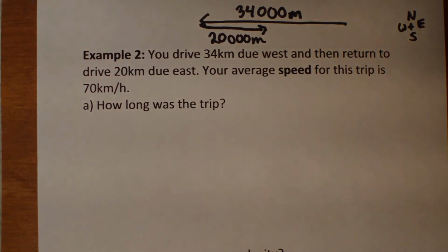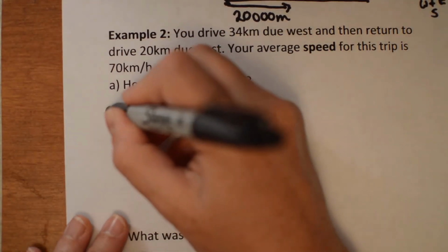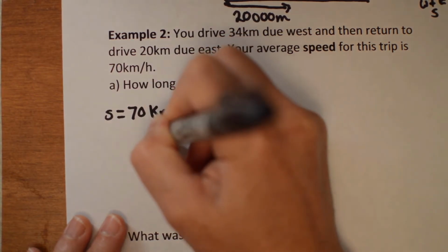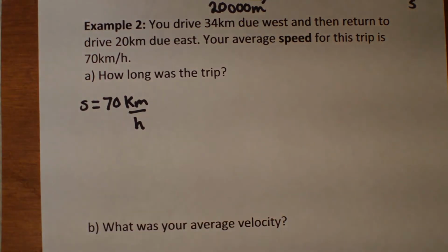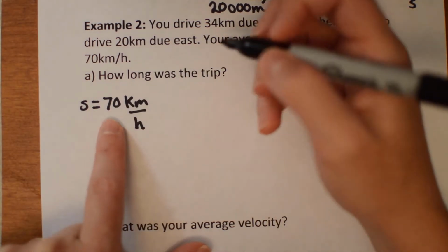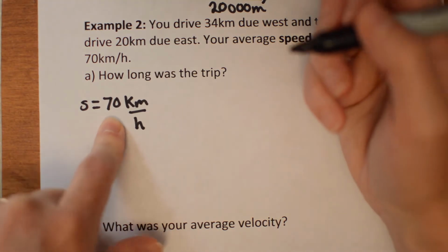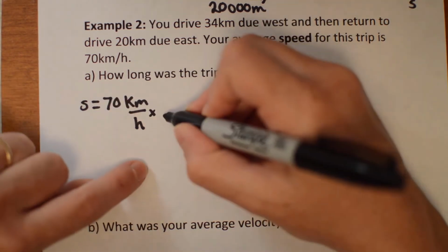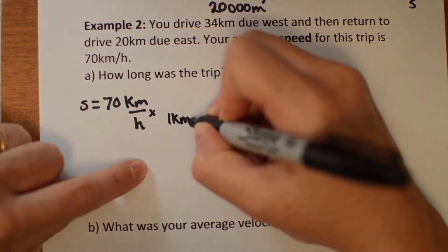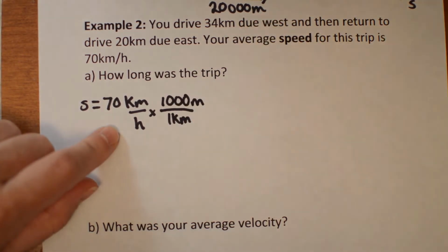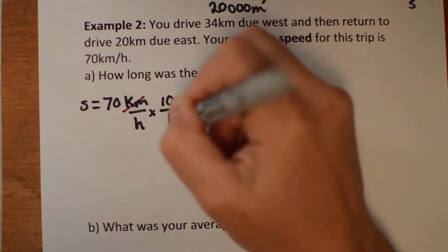All right, I know my average speed, so I'll put that over here. Speed is 70 kilometers per hour, and I want to know how long the trip was. That's the time. First thing I need to do is a little unit conversion. So switch the 70 kilometers per hour into SI units, which is meters per second. To do that, I need to get rid of the kilometers. So I put 1 kilometer on the bottom. 1 kilometer is equal to 1,000 meters. So that's going to cancel my kilometers.